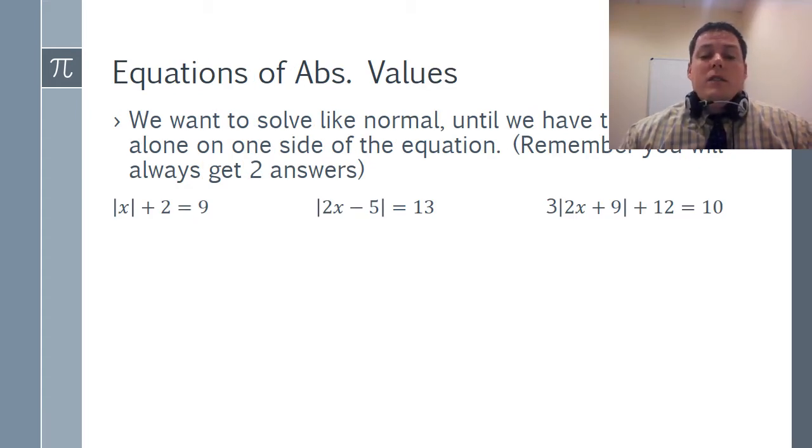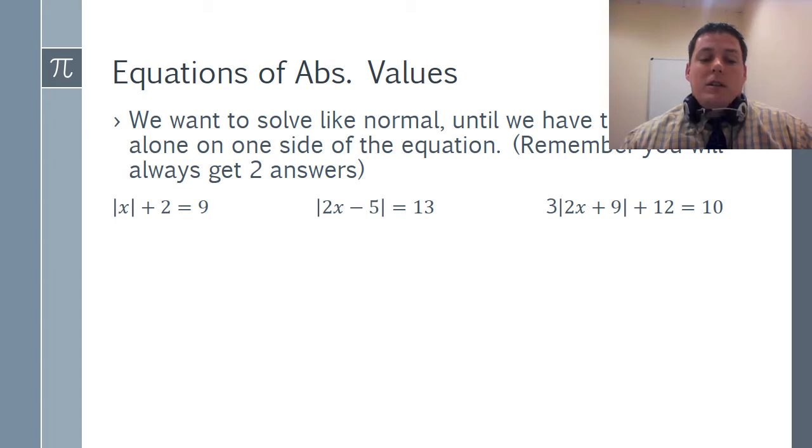So when we have equations of absolute values, we want to solve like normal. So you still want to go through your steps: distribution, combine like terms, move the variables to one side, reverse order of operations, with the exception that we always undo the absolute value sign last. So we always want to treat the absolute value sign kind of like a variable by itself. So we always want to isolate that absolute value sign. The variable will always lie inside of it. Otherwise, we know the value of it. So we always want to do the absolute value sign last.